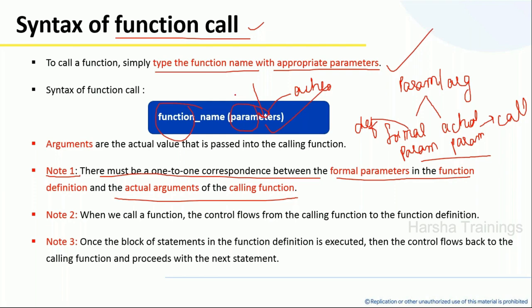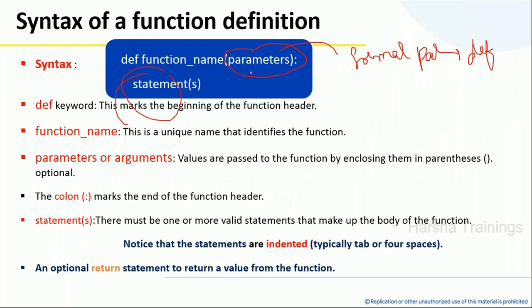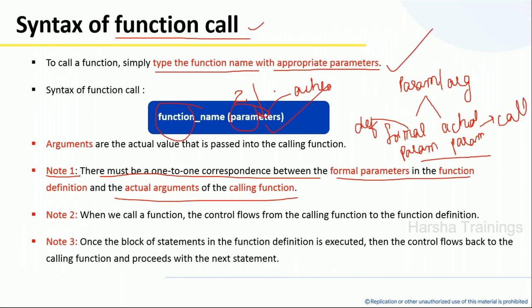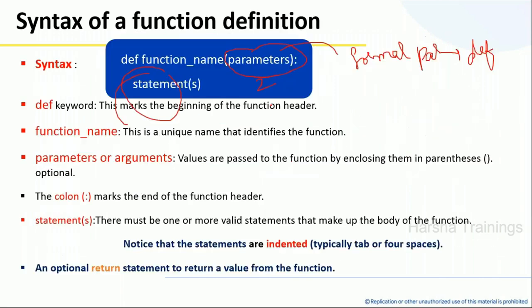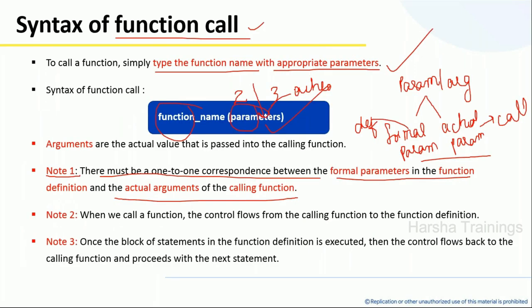For example, if I pass 2 parameters in the function call, I should have only 2 parameters in the function definition. If I have 3 parameters in the function call, I should have 3 parameters in the function definition. Whatever the number of parameters, actual parameters and formal parameters should match. This is about the first statement.